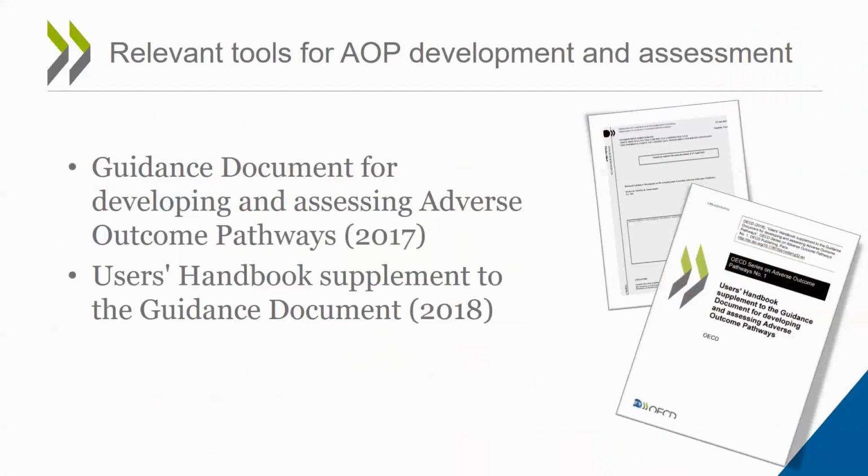So in order to ensure coordination and consistency among AOP developers, the EGMOST has developed various documents that will help the AOP development and the AOP assessment. These documents include the guidance document for developing and assessing adverse outcome pathways. This document was recently updated, actually in 2017, and the User's Handbook supplement to the guidance document. This document also was recently updated last year. And these documents are available on the OECD public website.